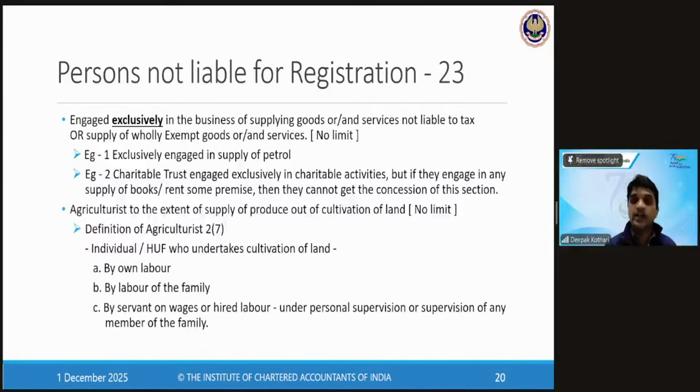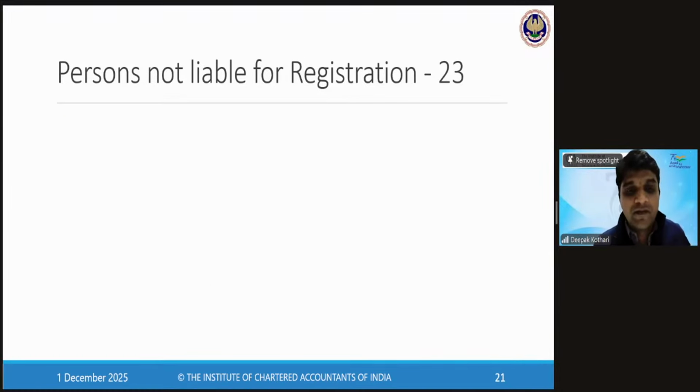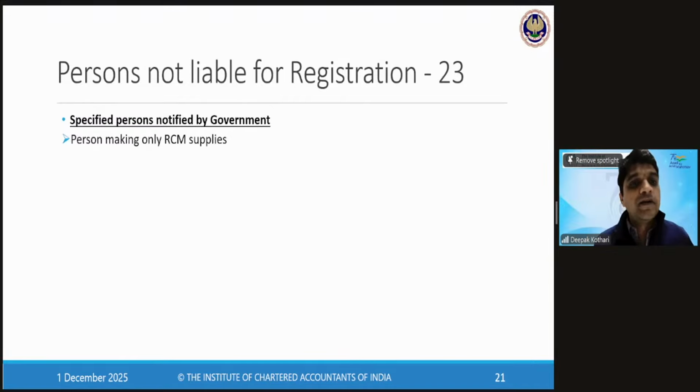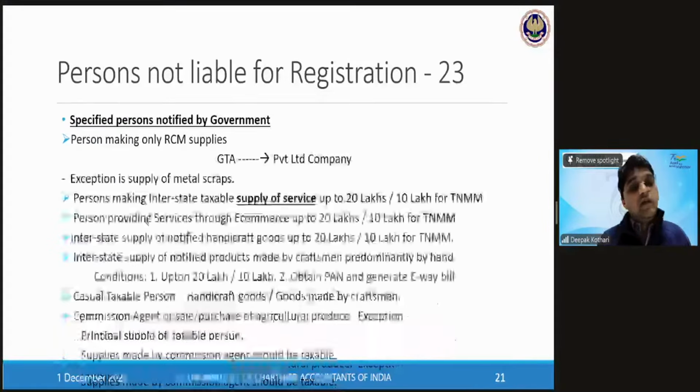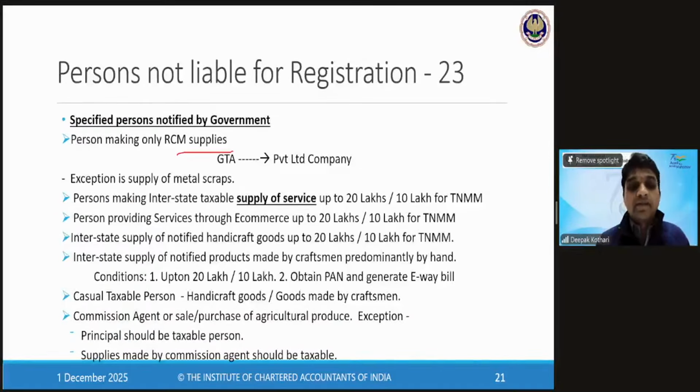Then he's called an agriculturist. Then who else is not required? A person who is specifically notified. A person making only RCM supply, like a lawyer or a GTA, is not required to take registration. The exception is supply of metal scraps. Metal scrap जो supply करते हैं, that is also under reverse charge.